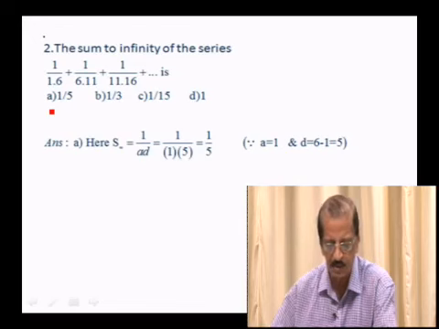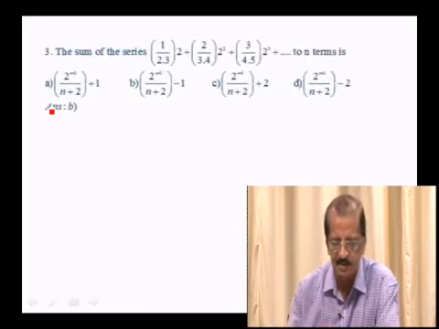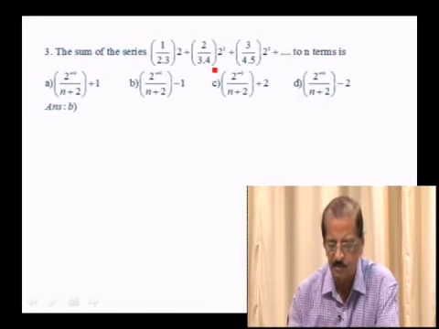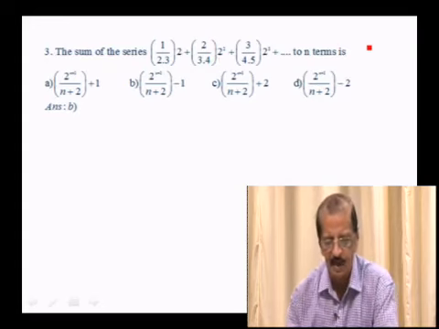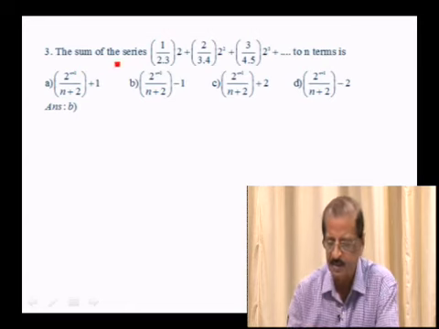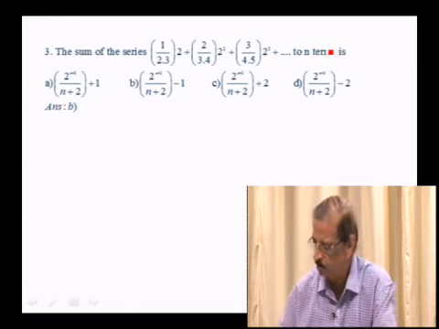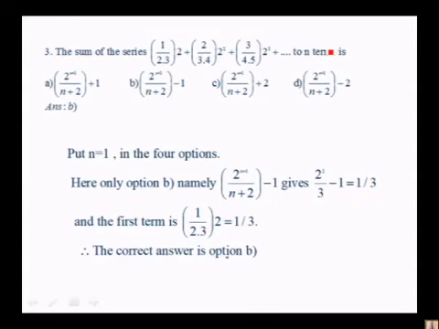ಸುಲಭ ಅದು, 1 over 18 ಅಂತ ಹಾಕ್ಬಿಟ್ರೆ ಸರಿ. The sum of the series 1 over 2 into 3 into 2, 1 over 3 into 4 into 2 square etc. ಇದನ್ನು ನೀವು ಕ್ಯಾಲ್ಕುಲೇಟ್ ಮಾಡ್ತಾ ಹೋದರೆ ತುಂಬ ಕಷ್ಟ ಆಗುತ್ತೆ. ಆದರೆ ಇದಕ್ಕೆ ಒನ್ಸ್ ಅಗೈನ್ n ಟರ್ಮ್ಸ್ ಅಂತ ಕೇಳಿದ್ರಿಂದ ಯು ಸಬ್ಸ್ಟಿಟ್ಯೂಟ್ n equals 1 in the 4 options.